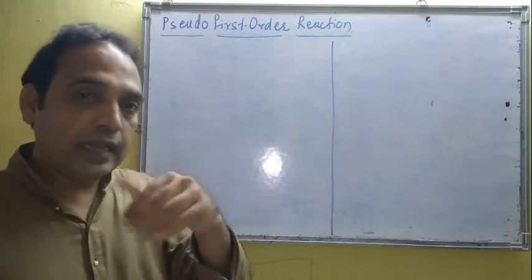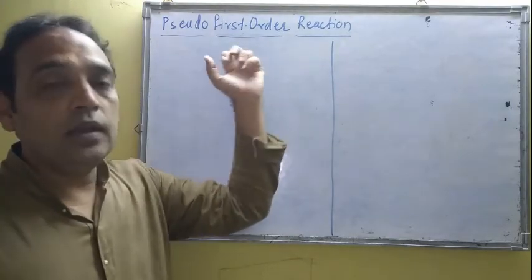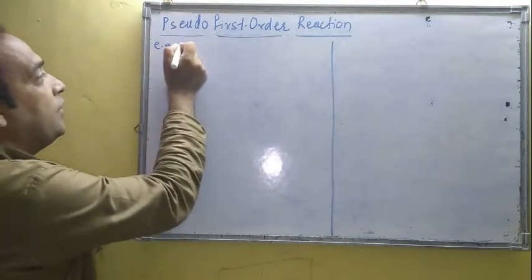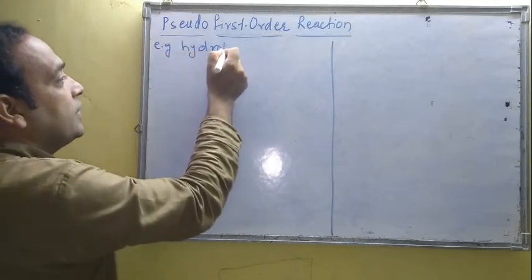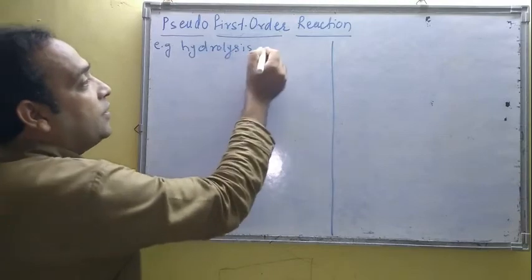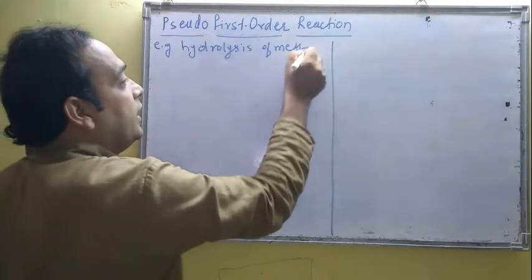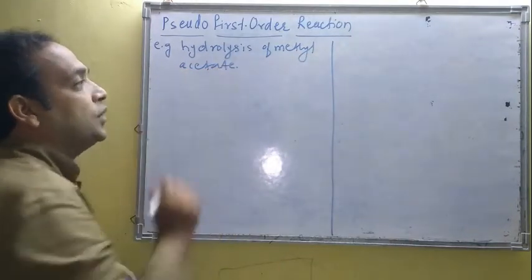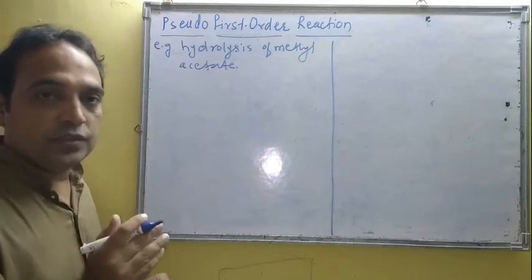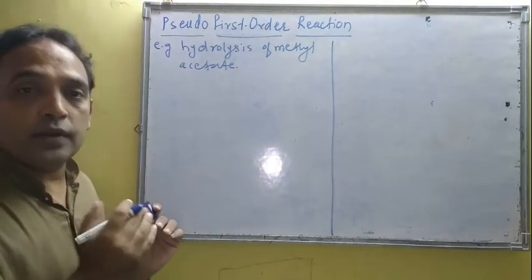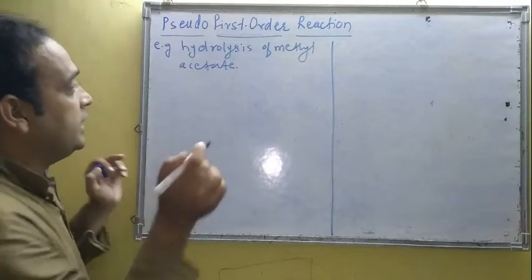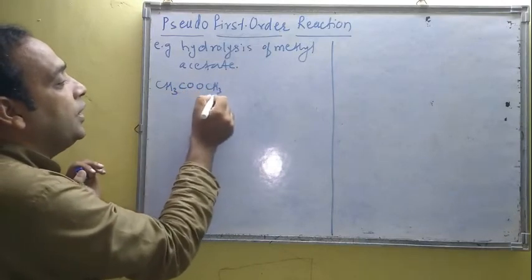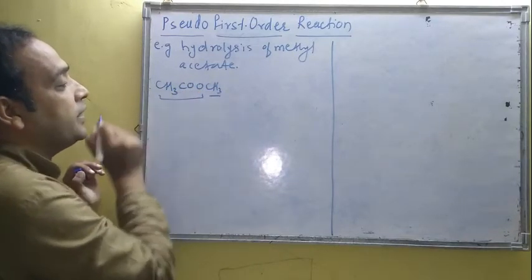Again, I will recall the definition of pseudo first order reaction. Now take the example, hydrolysis of methyl acetate. Hydrolysis means reaction with water, or addition of water. Any organic reaction in which the species reacts with water is called hydrolysis. Now methyl acetate is CH3COOCH3. This part is methyl and this part is acetate.